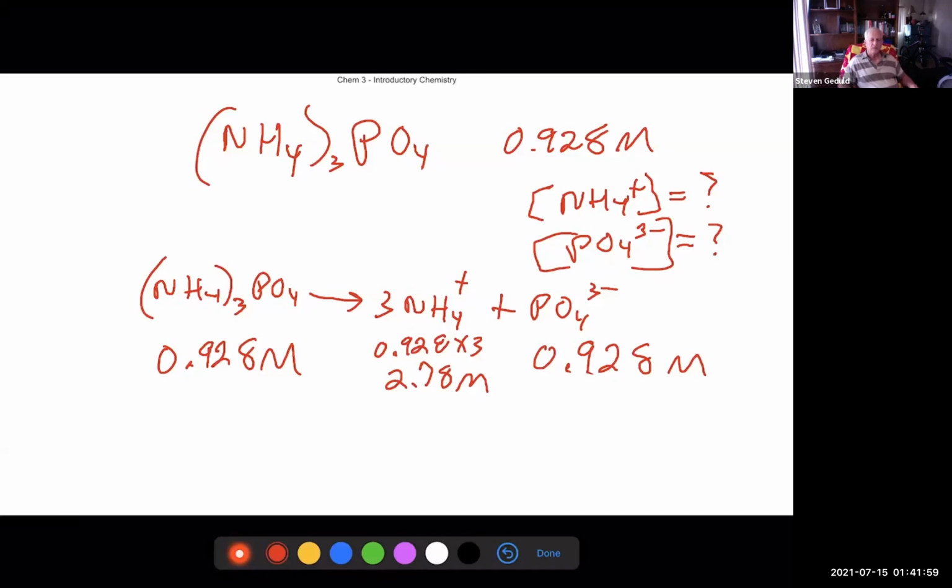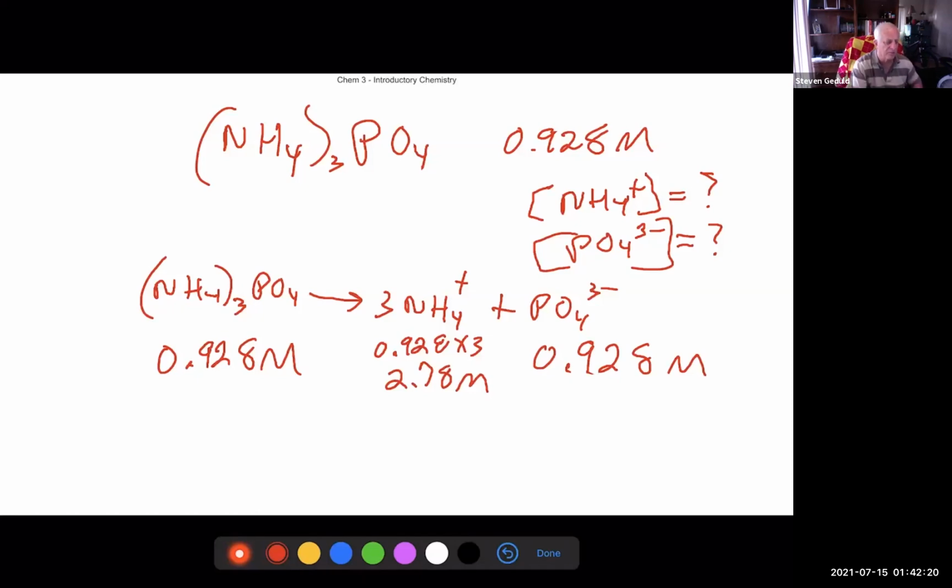Make sense? Yes, it does. Okay, that's the same thing we do with balanced chemical equations. Okay, so we got that. So I want to do that one in total moles.